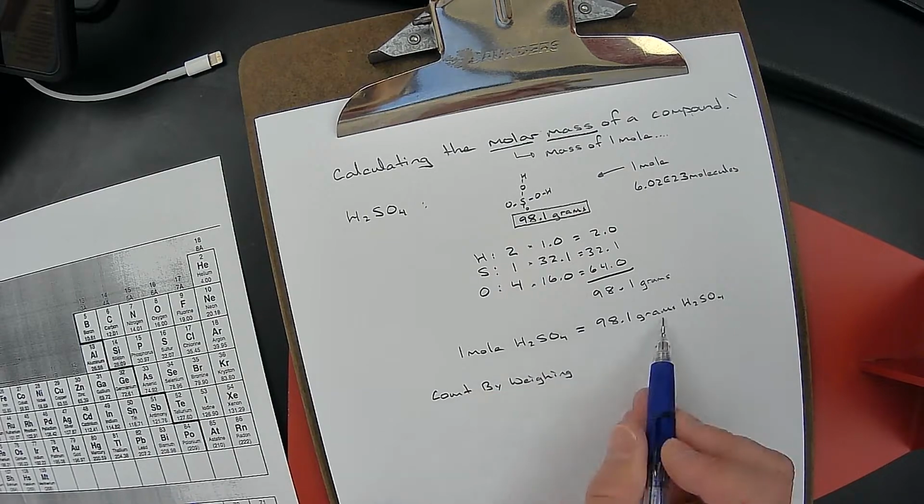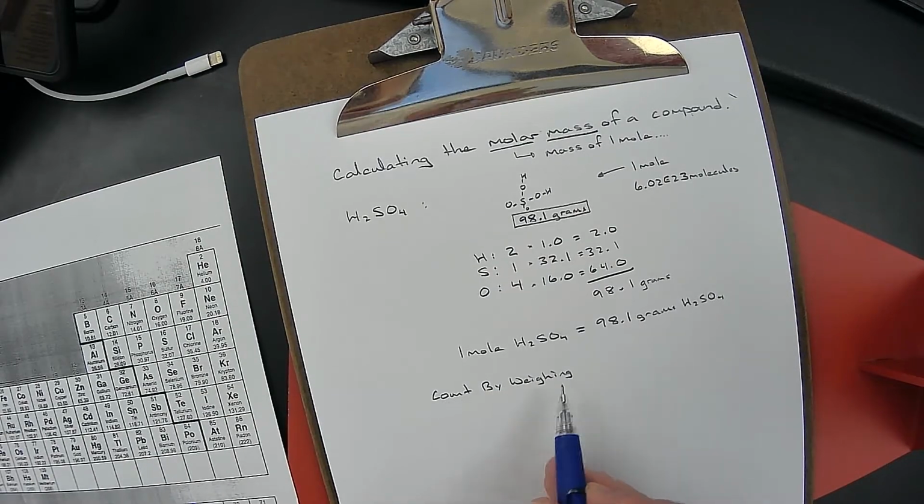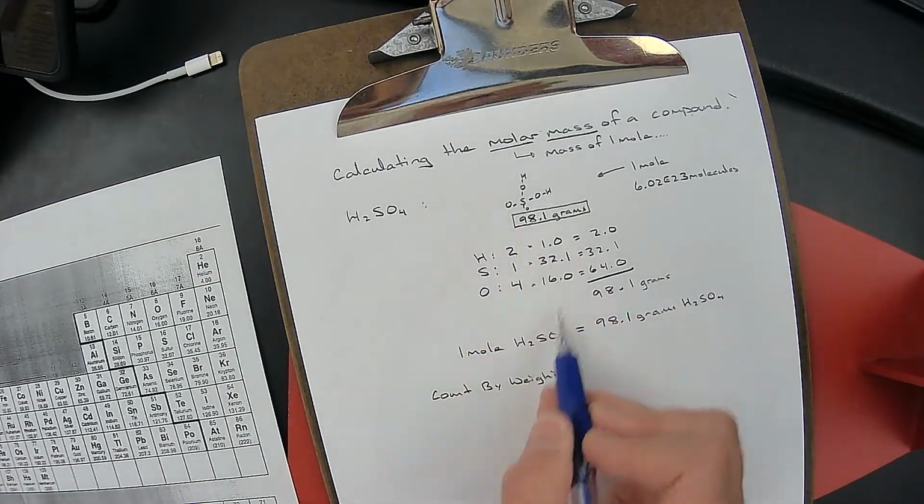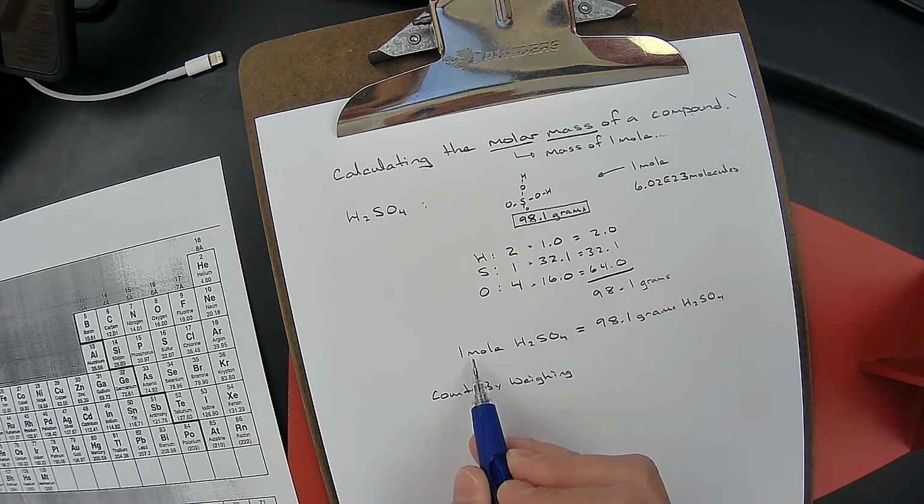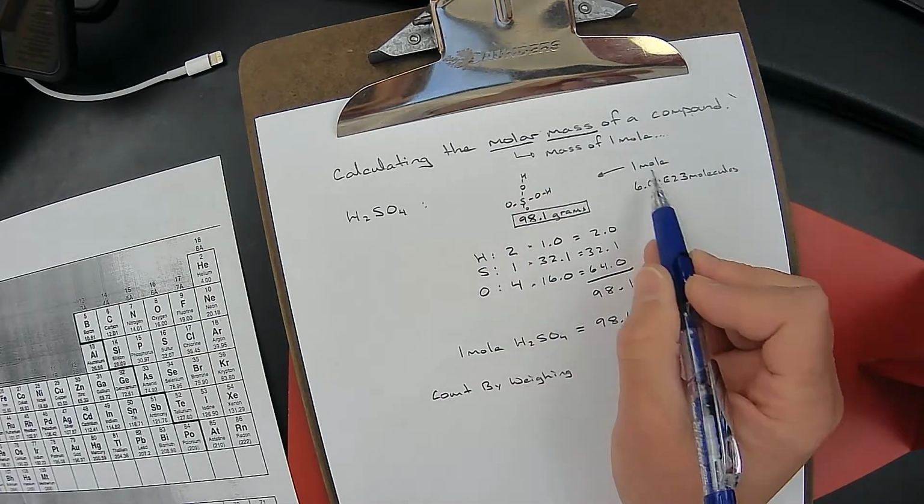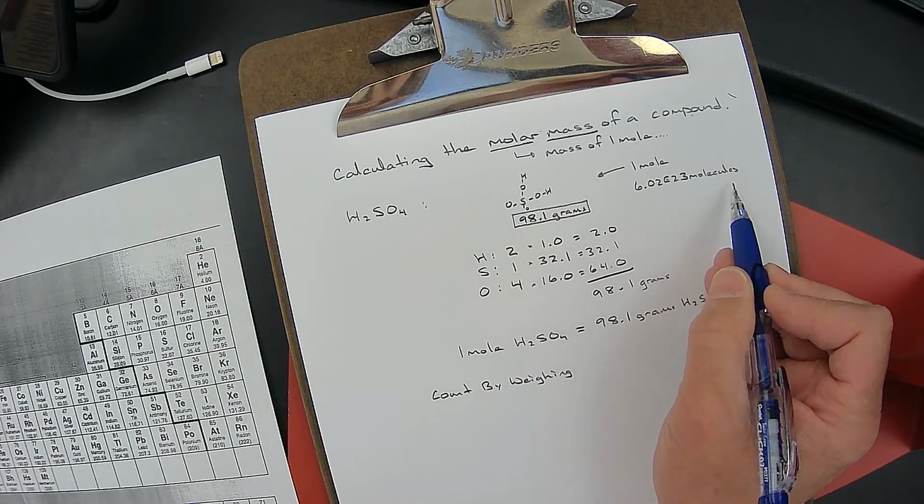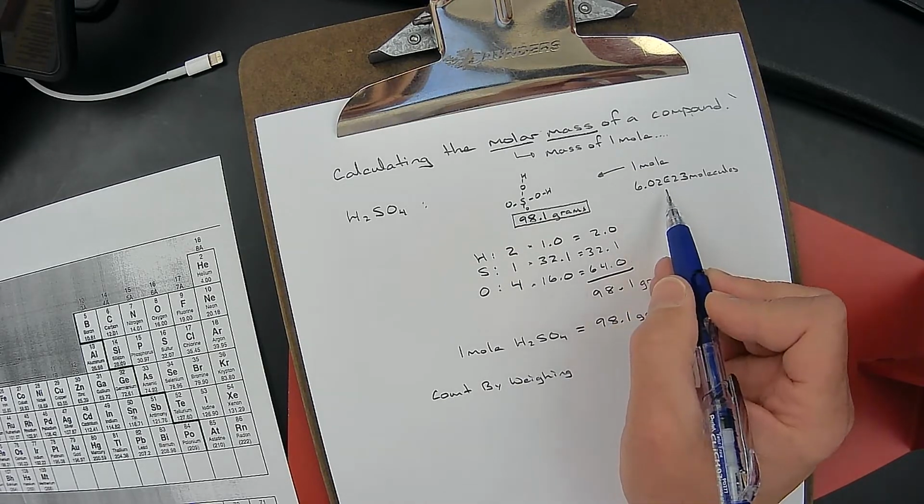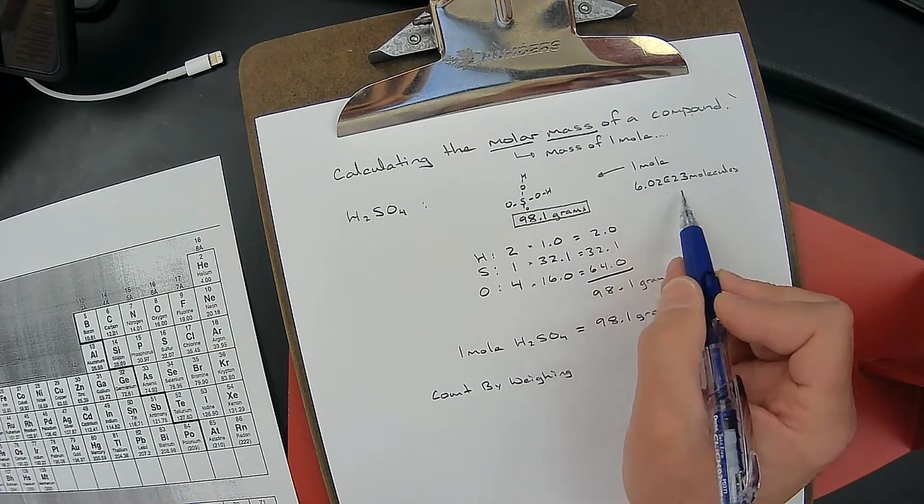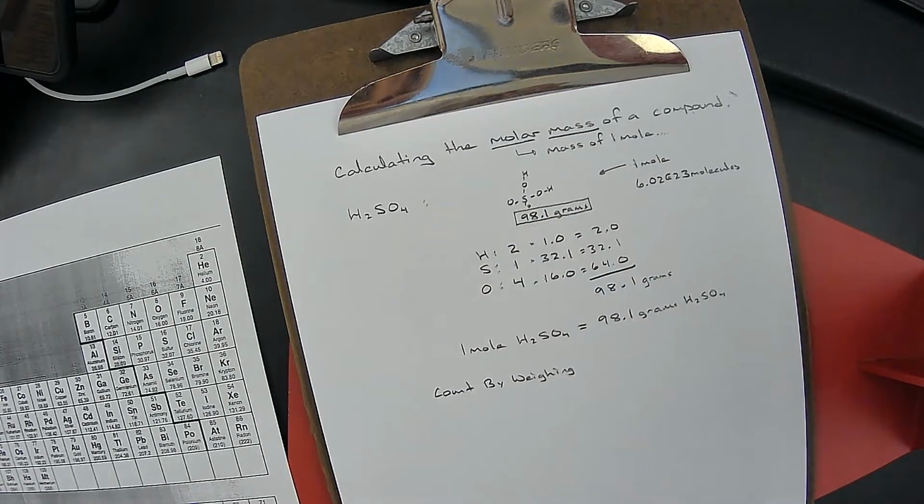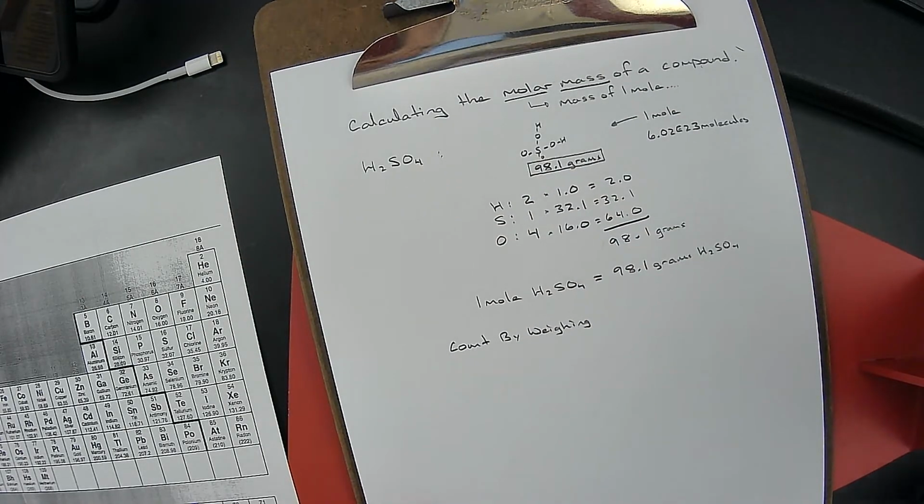So the molar mass allows us to count by weighing. We weigh out the substance to get it equivalent to its molar mass, and that will tell us we have 1 mole, which is 602 billion trillion. Just like 1 pair would equal 2, 1 dozen would equal 12, 1 mole is equal to that many molecules.